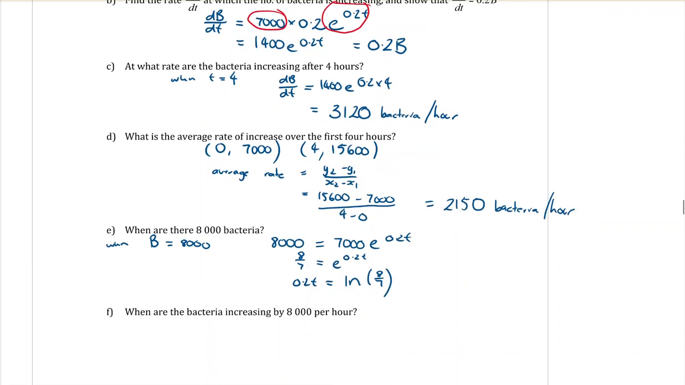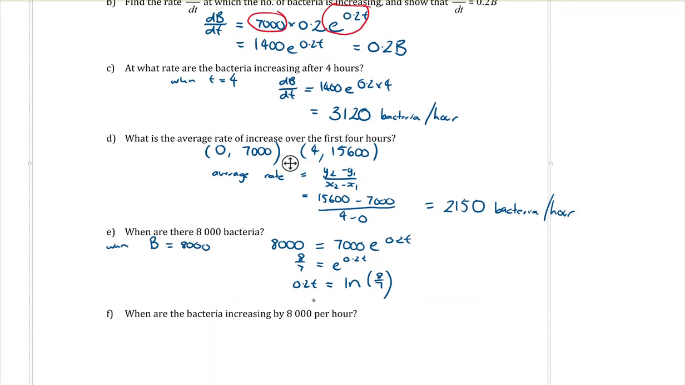And then finally, I just want to get the t completely by itself, which means I have to divide by 0.2. So it's ln of 8 over 7 divided by 0.2, and I want 3 significant figures. Has anyone typed it in? 0.67. Excellent. Now this is time that I found, so that unit is going to be in hours. You could change that into minutes if you wanted to, but leaving it in the units we're given is fine.